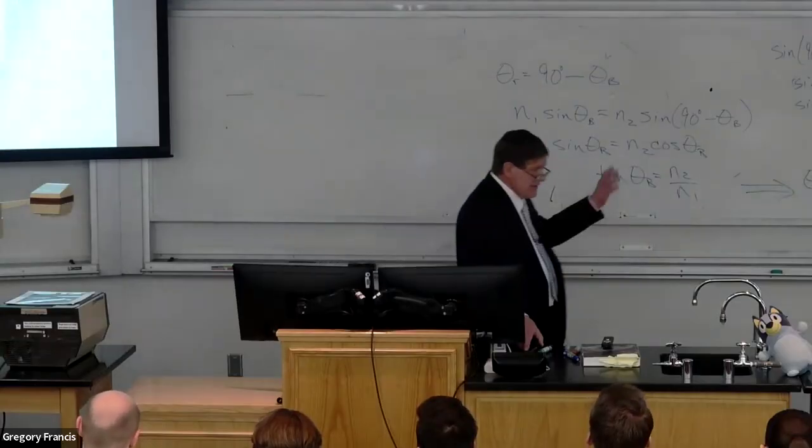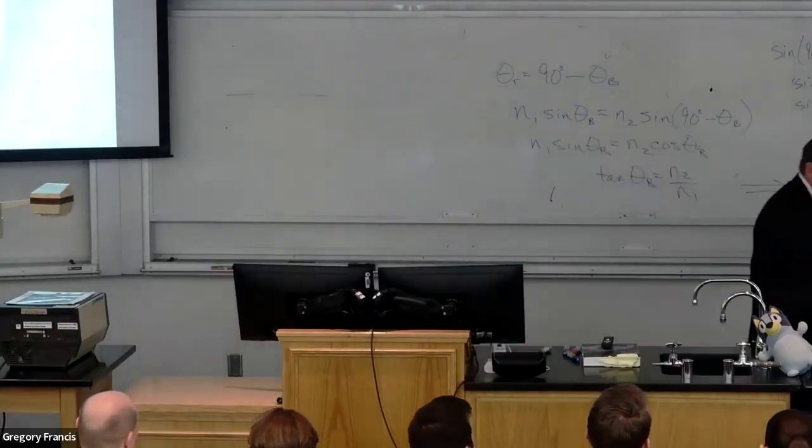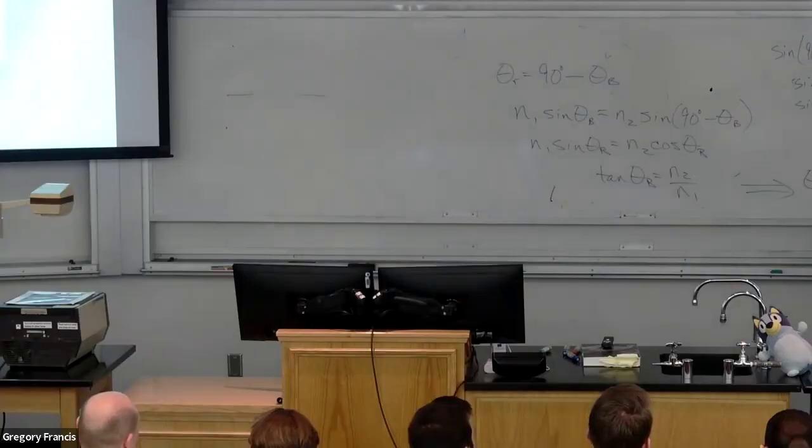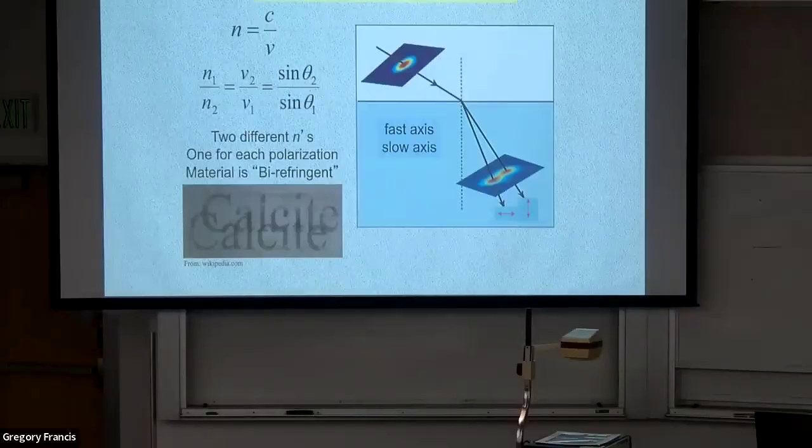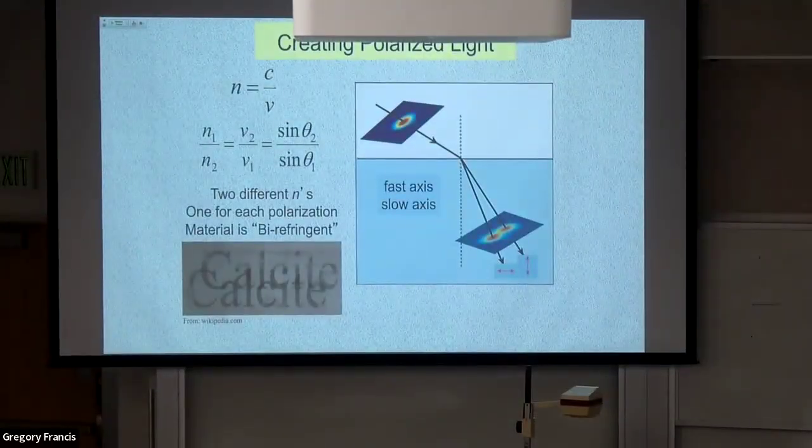Now, that's not going to be on the exam, okay? So that was just for interest, okay? But essentially, we say that that material is birefringent, and it has two different indices depending on the polarization.